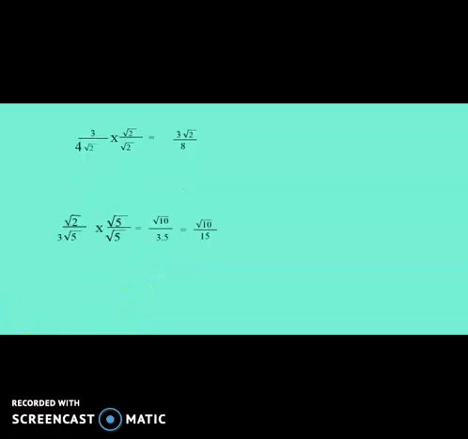One more example. Let's say we have 2 over 3 square root of 5. I want to rationalize the denominator. So I multiply with square root of 5 over square root of 5. That will give me 5 multiplied by 3 is 15. And on top, square root of 2 multiplied by square root of 5. So this is the square root of 2 times 5. That gives me the square root of 10.